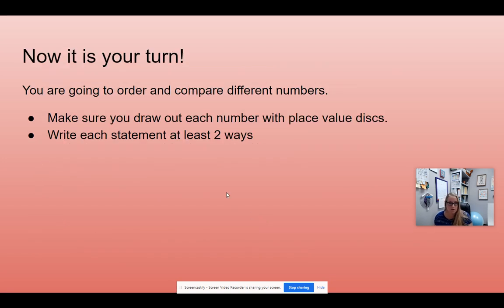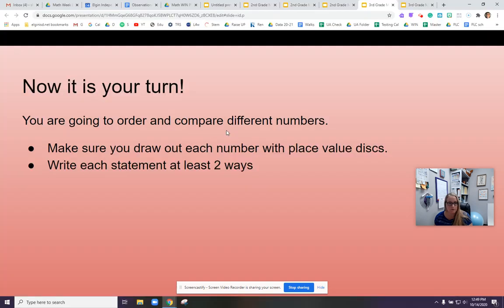So now it's going to be your turn. You're going to order and compare different numbers. You're going to make sure to draw out each number with the place value discs, and you're going to write each statement at least 2 ways. So let's look at the example of what you are going to do.